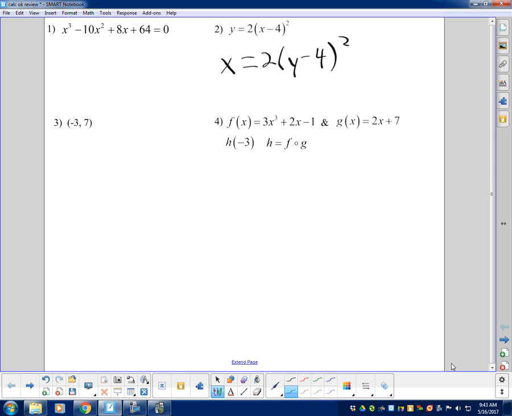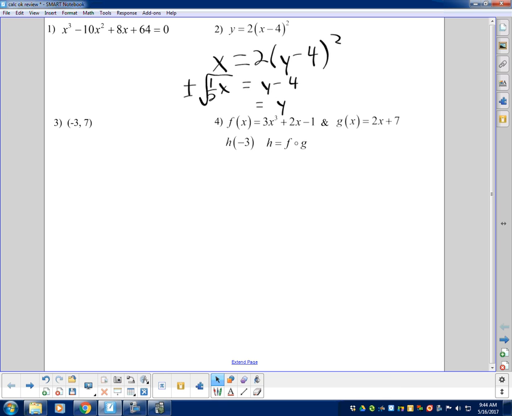So the first thing I'm going to do is divide over the 2. So I have 1/2 x equals y minus 4. The opposite of squaring would be to take the square root. So you could have a square root sign over this. So it's divide by 2, take the square root of each side, and then finally add 4 to each side. And so we should add a plus or minus on here from when we took the square root of each side.